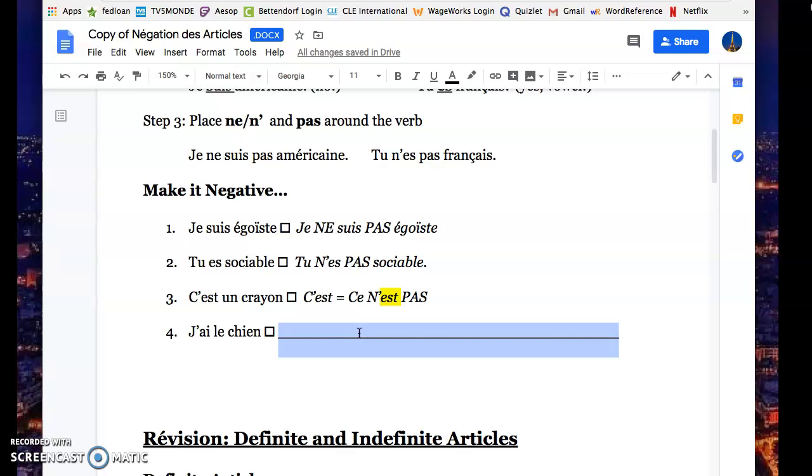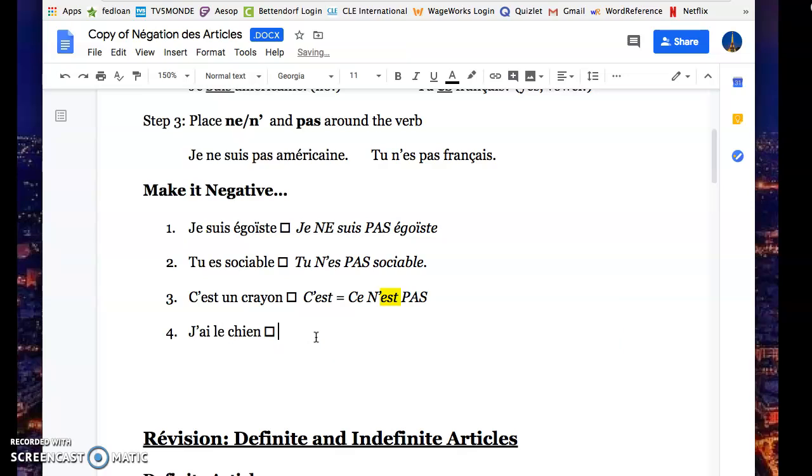Number 4 says, I have the dog. J'ai is I have, le is the, chien is dog. So in order to make this negative, you would put je, right? You're going to break up j'ai by putting je and ai. So kind of like we did in number 3, there's going to be a lot of apostrophes in this whole little sentence. So you're going to put je, an apostrophe, ai, pas.